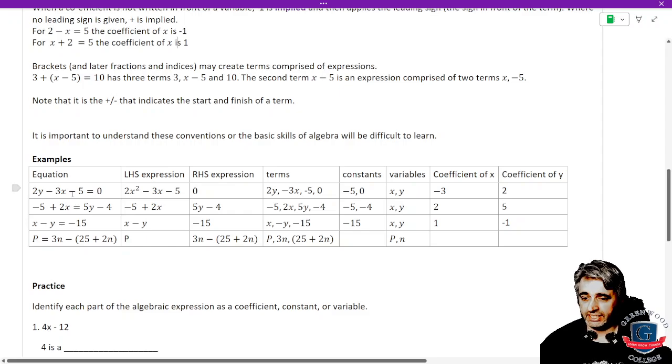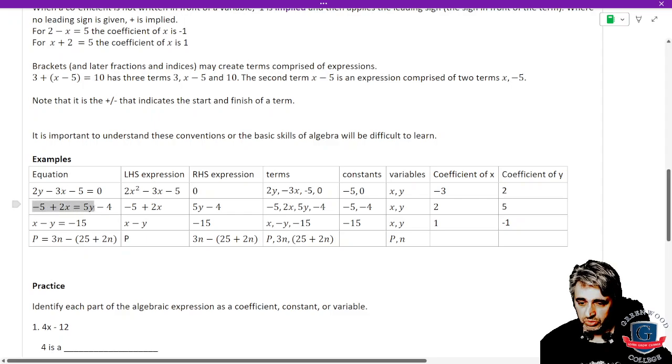If we have 2y take 3x take 5 equals 0, the left-hand side expression is this part here, which I've written there. The right-hand side expression is just 0. The terms in the equation are 2y, -3x, -5, and 0. The constants in this equation are -5 and 0 because neither of them has a variable. The variables in this equation are y and x. The coefficient of x is -3, the number in front of x, and the coefficient of y is 2. So far, so good.